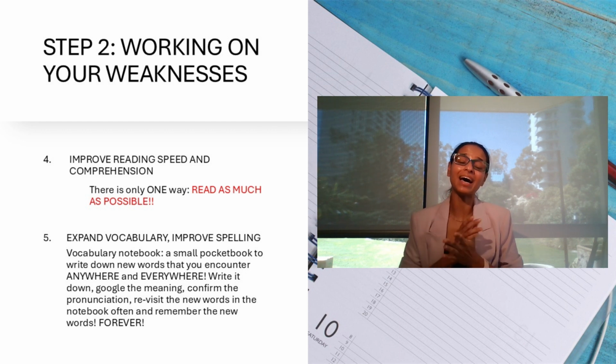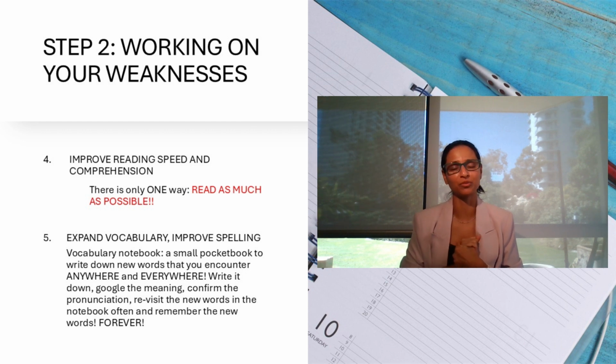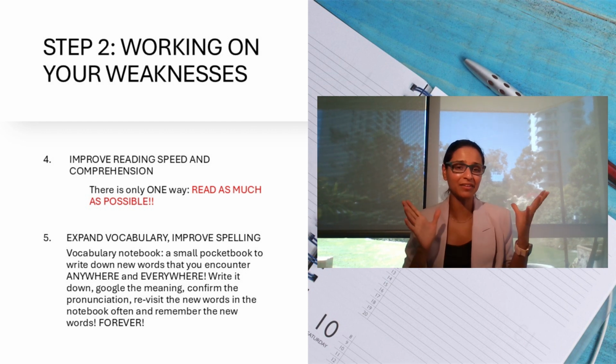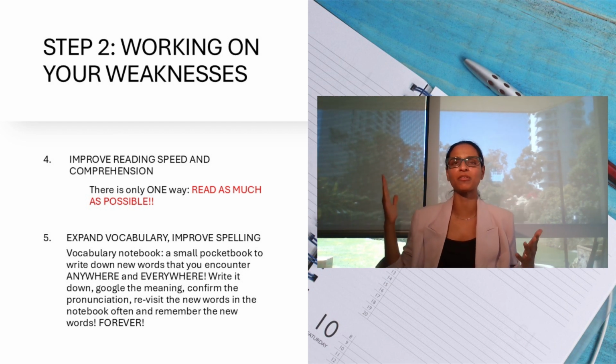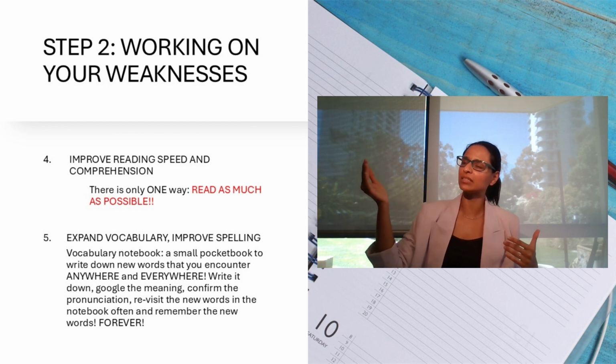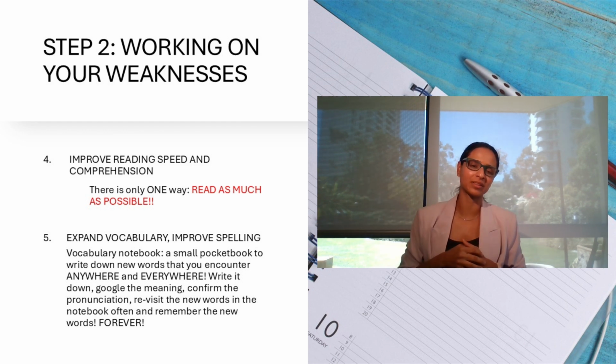Okay? What I like to tell my students, and I know some of you don't like this idea, but I really, really religiously believe in it, is to have a vocabulary notebook. It's a little pocket book you could have, where you write down new words that you encounter anywhere and everywhere. You're going down the street, you're on the bus, and you see a word and you go, I do not know what that word means. I'm going to write it down.